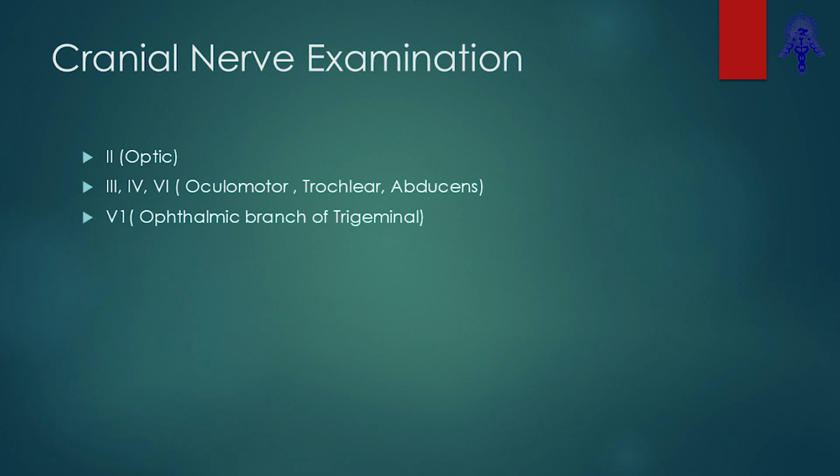These three are very, very important. What Dr. Arvind said: V1, that is the ophthalmic branch of the trigeminal nerve. We have to test for the corneal sensation. And the 2 is the optic, and 3, 4, 6 is the oculomotor. These are the ocular movements, these are associated. So we have already tested, but we will mention it in our history.